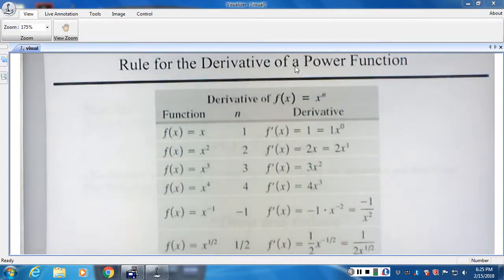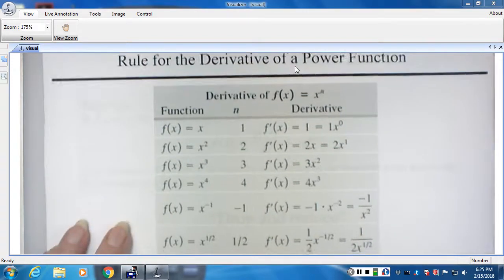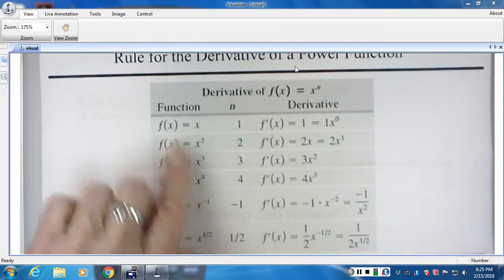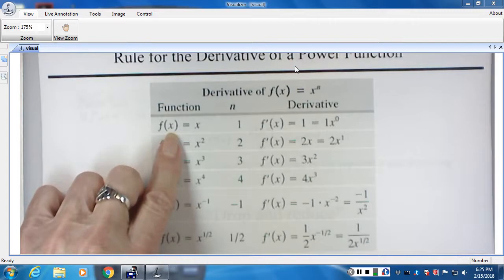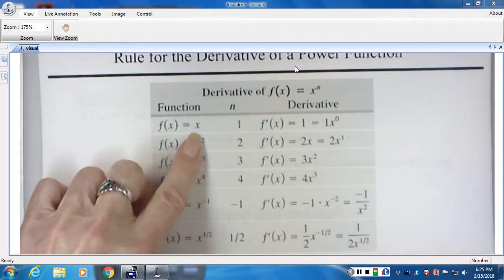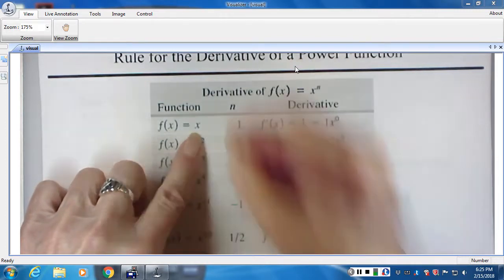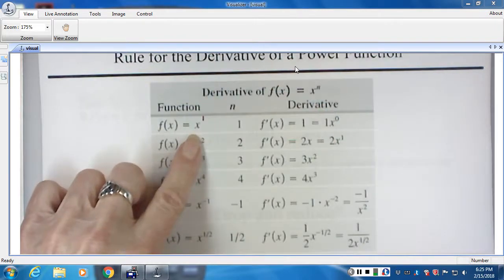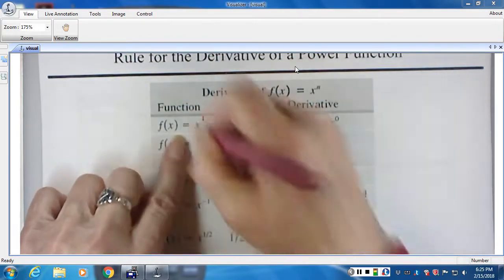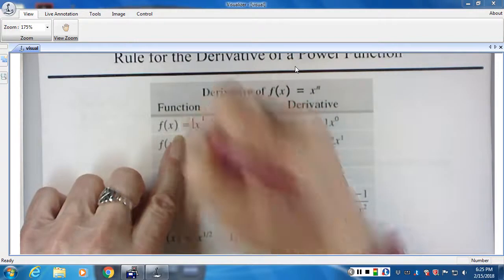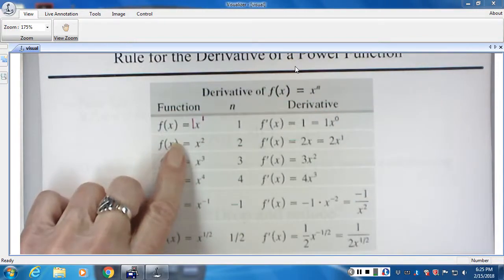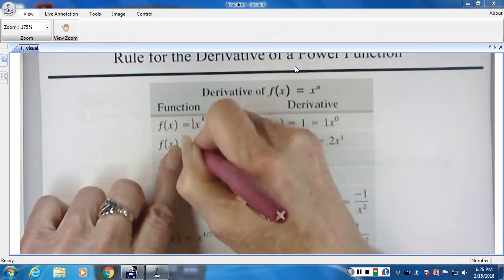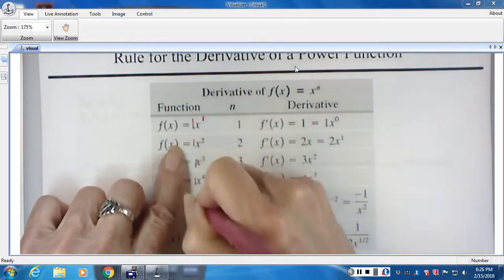The next one we're going to talk about is how a power function works. For example, looking at the powers of x. If f of x is equal to x, in reality, the power of that x is 1. And also in reality, even though we never write it down, the coefficient of that x is 1. In fact, the coefficient of all of these x's is 1.